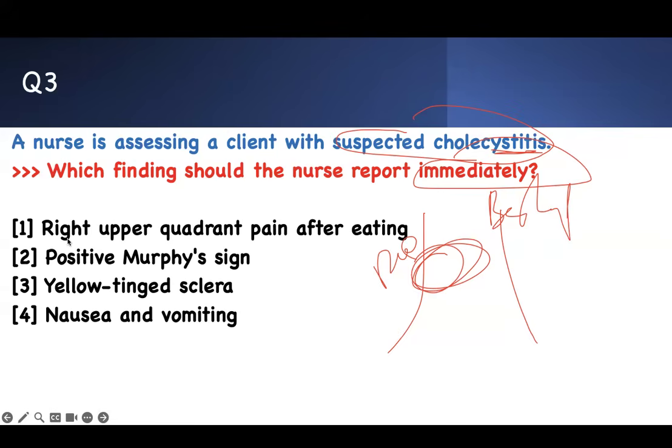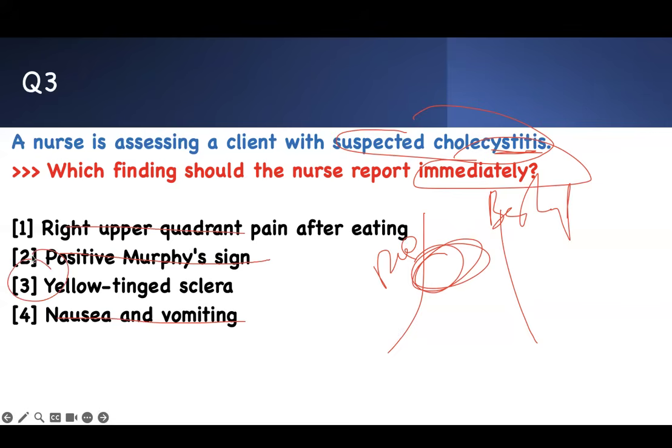Yellow sclera, that means jaundice. If you have right upper quadrant pain and you have jaundice, that's a problem. It's not part of the classic symptoms associated with that. If you have inflammation, you're going to have nausea. If you have nausea, you may vomit. Option 4 is expected, 3 and 2 are expected, and 1 is expected.